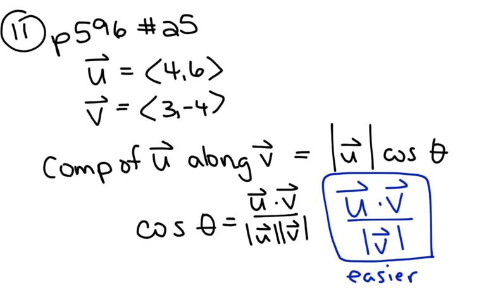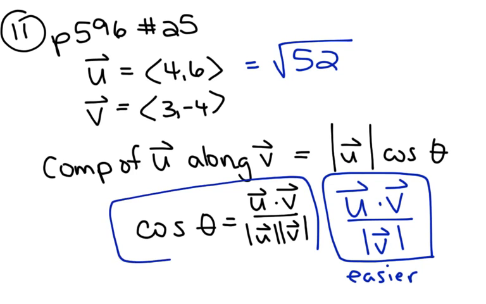On page 596, number 25, vector u is (4, 6), vector v is (3, -4). We want to find the component of u along v. Well, the definition of the component of u along v is the magnitude of u times the cosine of the angle between the two. But in order to do this, I can find the magnitude of u really easily. The magnitude of u is going to be the square root of 16 plus 36, which is 52. But to find the angle between the two vectors, I would have to use this formula. And it tends to get a little daunting.